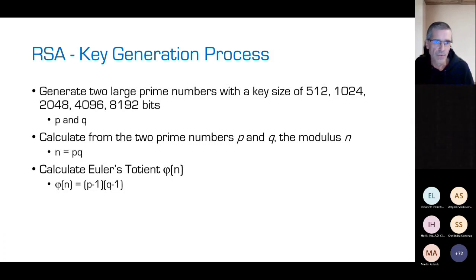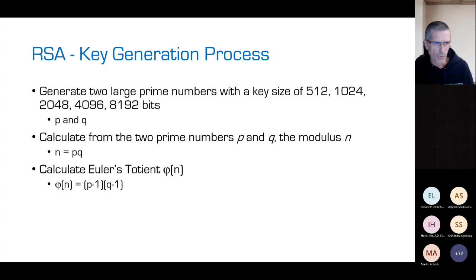Now this is what you can see in your certificates, which I will show you again within a few slides. But most of the time when you buy a certificate from a certification authority, the modulus is more or less 2048 bits, meaning that we have two prime numbers of 1024 bits each.